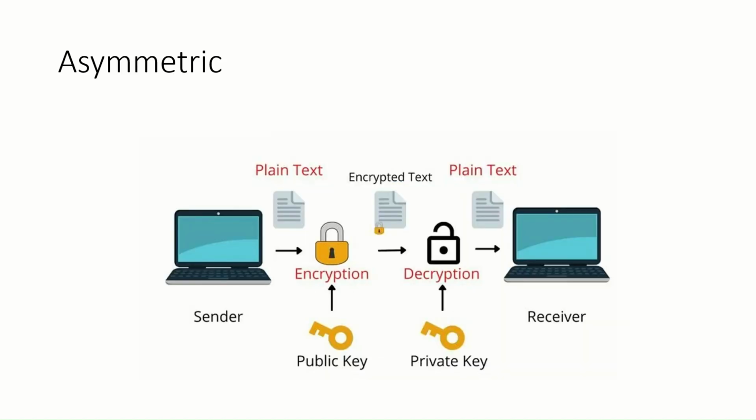Now coming to the asymmetric, you can see that the sender is trying to encrypt the plain text with the public key and then share that encrypted text with the decryptor, and the decryptor has the private key, and then tries to decrypt that message and get the plain text. So this is about the asymmetric key. In the asymmetric key, we have two keys, or you can say a pair of keys, the public key and the private key. With the public key, we try to encrypt the message. With the private key, we try to decrypt the message.